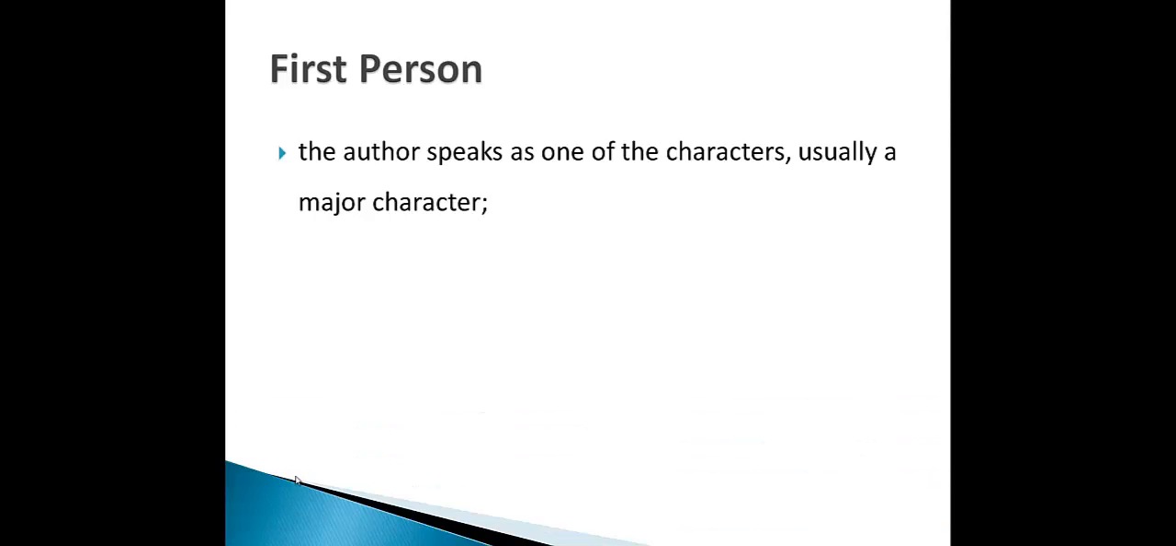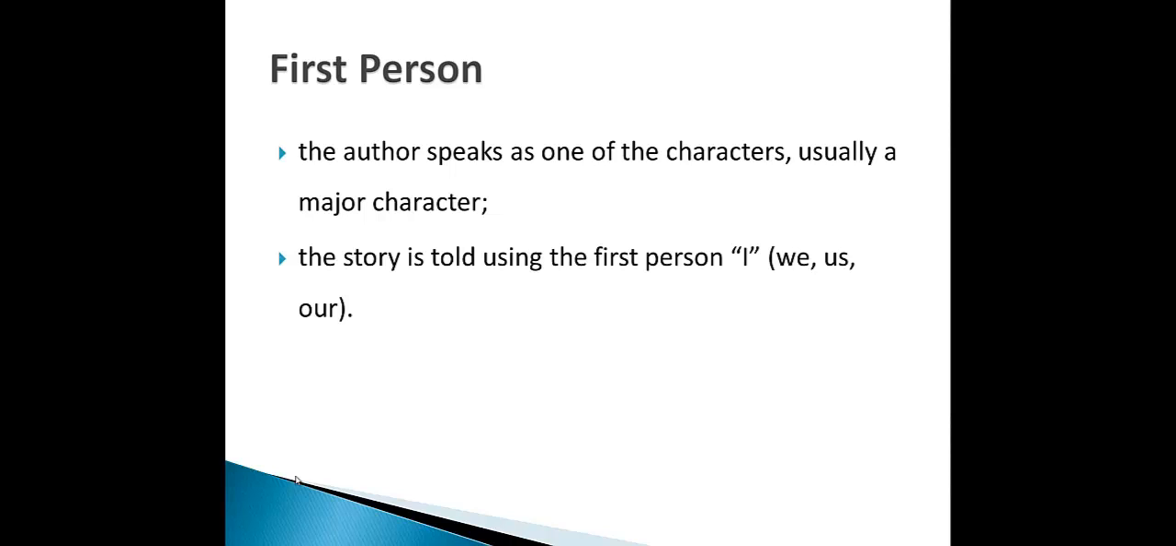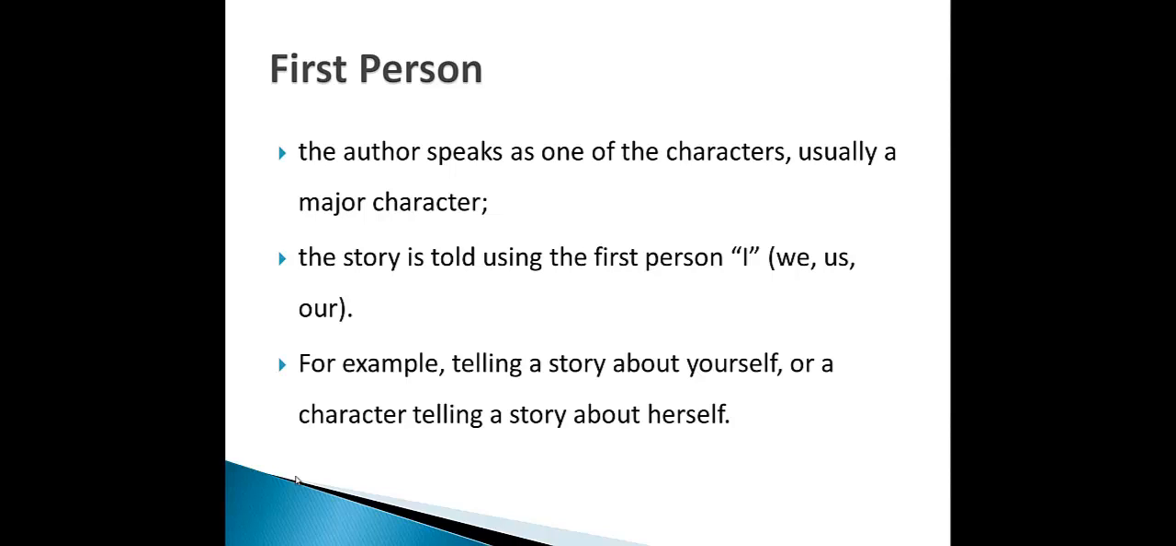First person. In a first-person story, the author speaks as one of the characters, usually a major character or the protagonist. The story is told using the first person, words such as I, we, us, and our. For example, telling a story about yourself or a character telling a story about herself, these are both examples of first-person point of view.